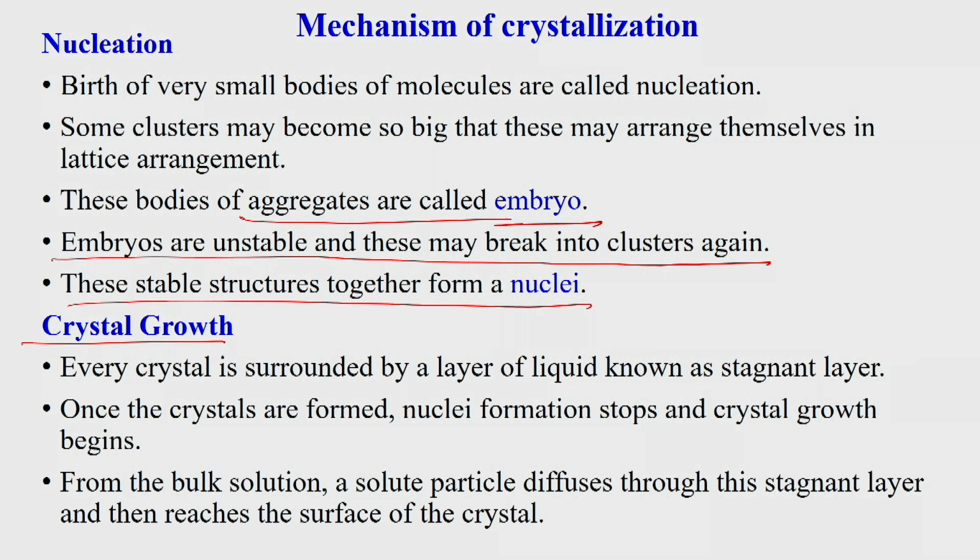Every crystal is surrounded by a layer of liquid, which we can call the stagnant layer. Once the crystals are formed, nuclei formation stops and crystal growth begins. From the bulk solution, a solute particle diffuses through the stagnant layer and reaches the surface of the crystal, and then all these combine and form the big crystal.